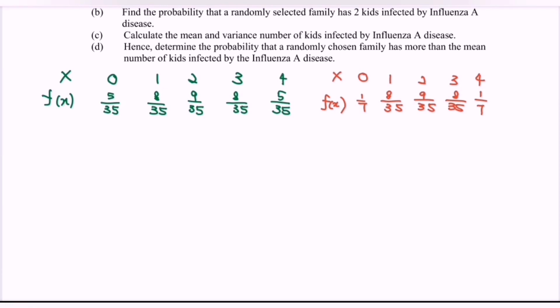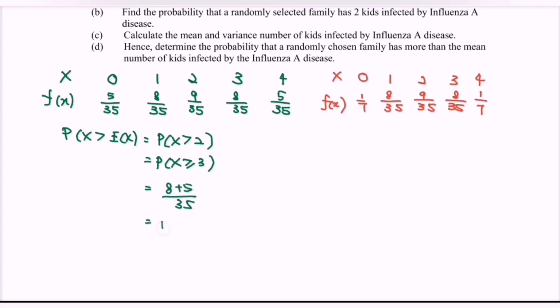Continue. Hence, determine the probability that a randomly chosen family has more than the mean. So here we have the probability that X is greater than the mean. The mean is equal to 2, which means X greater than 2. Since this is a discrete case, X must be greater than or equal to 3. So refer to the table, which is green in color. We have to add the 3 and the 4, which means 8 plus 5 over 35. So the answer will be 13 over 35. So that is the probability that X is more than the mean.